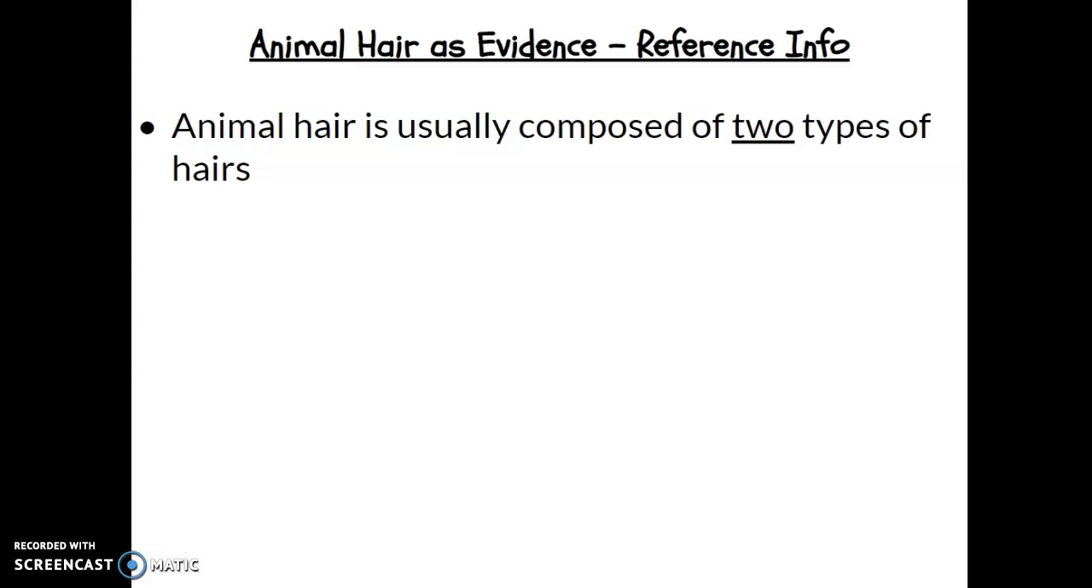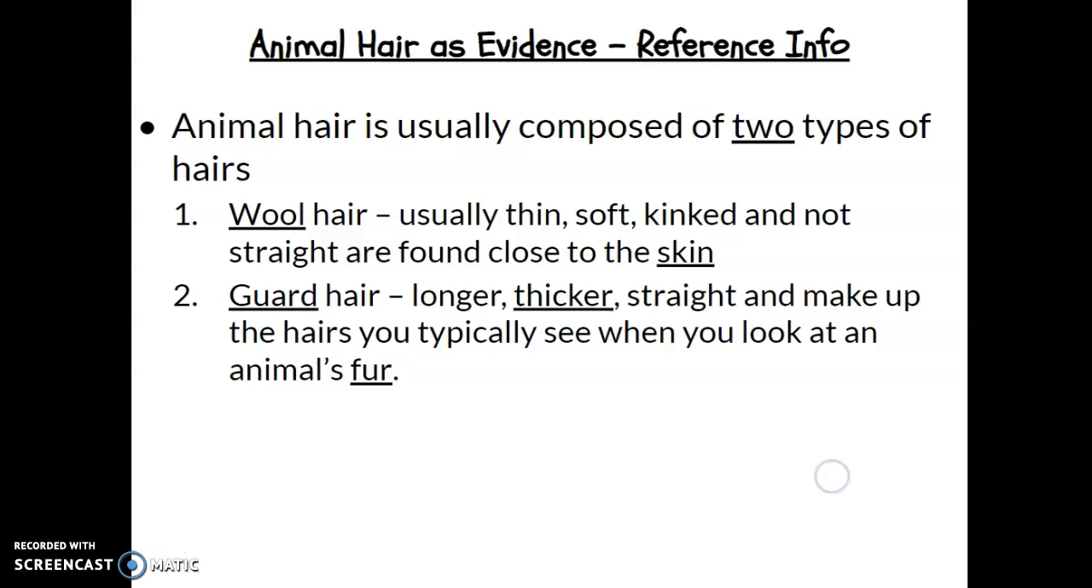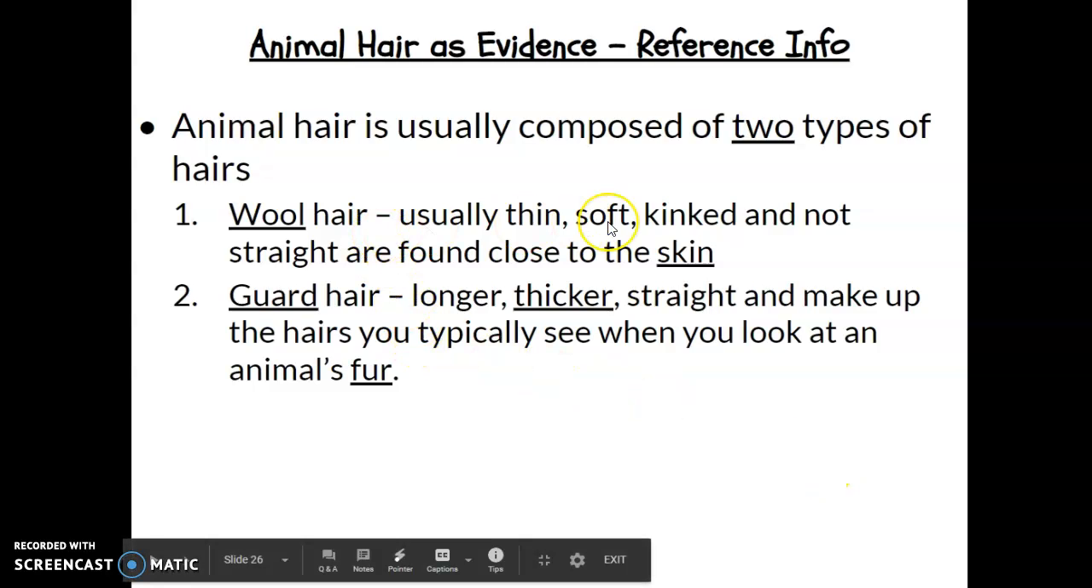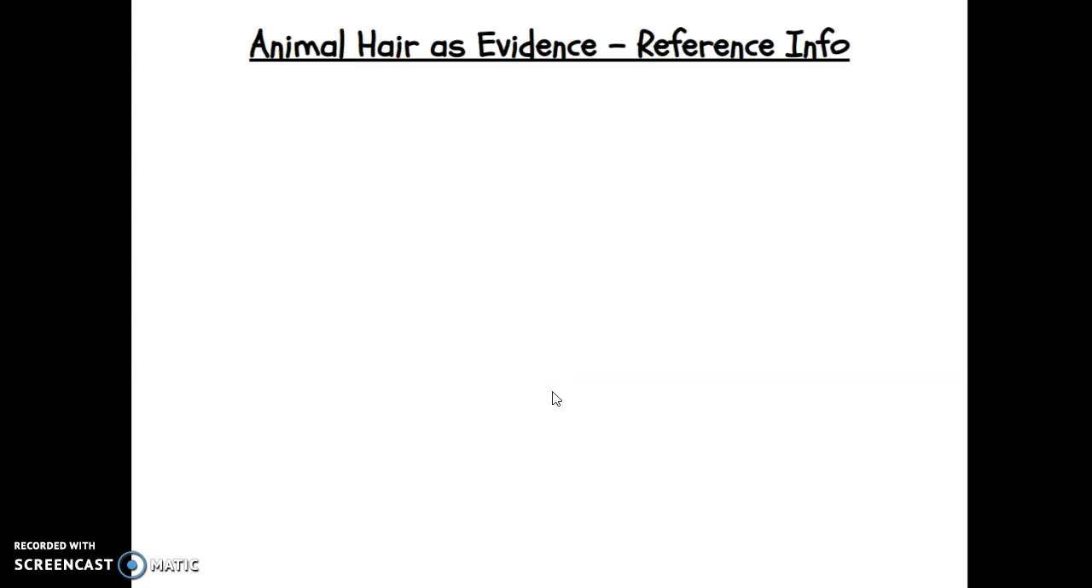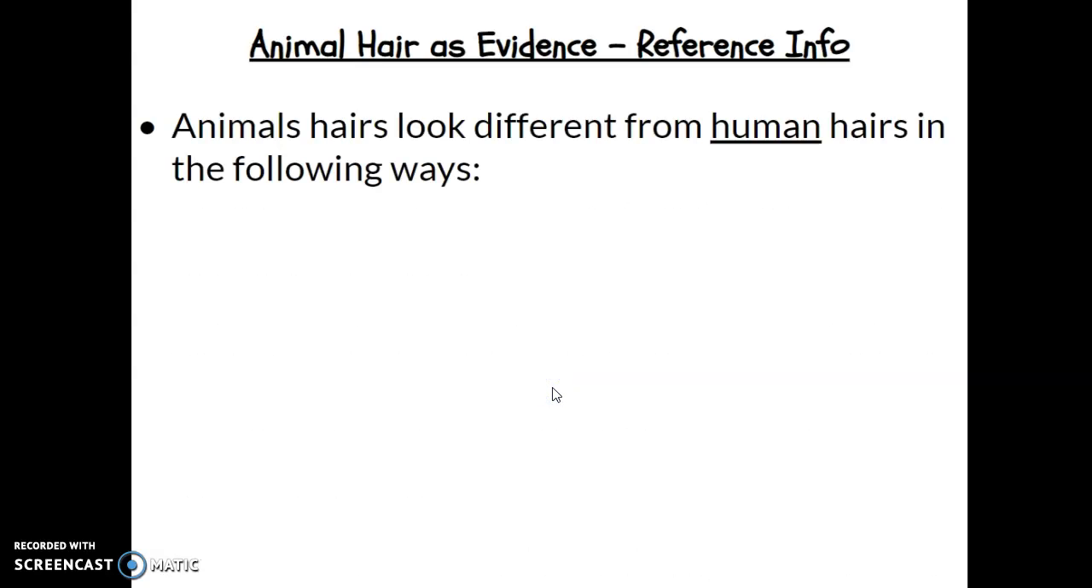Animal hair is usually composed of two types of hair. You either have the wool hair or the guard hair. The wool hair is what you were normally looking at, close to the skin. It's normally the insulation for most animals, and it's usually thin, soft, and kinked. And then you have guard hairs, which are longer and thicker, and they're straight. When you look at an animal's fur, this is what you normally see. So looking at your dog, that's probably what you're going to notice, the guard hair.